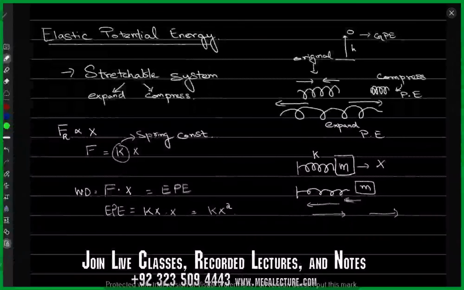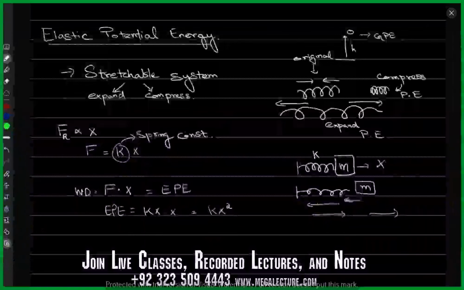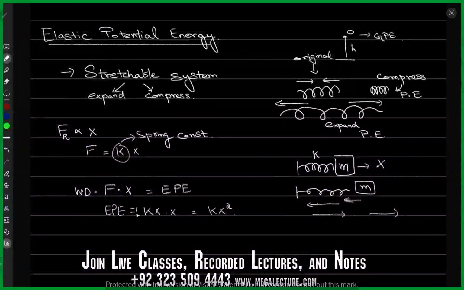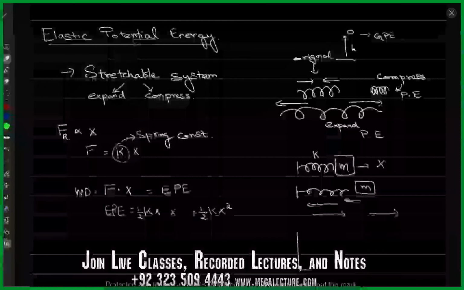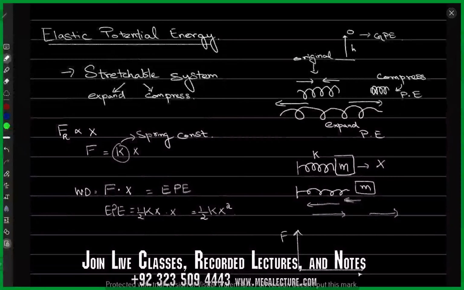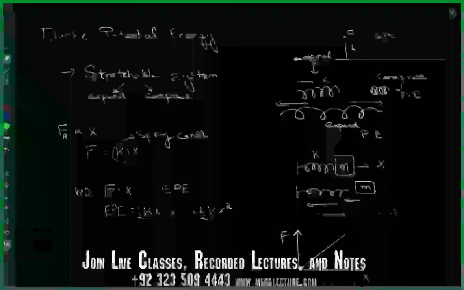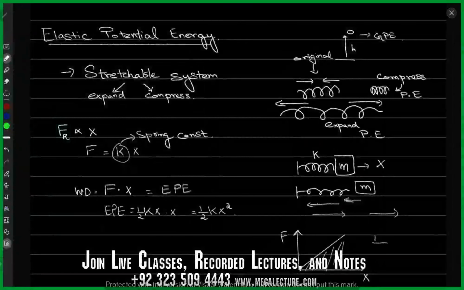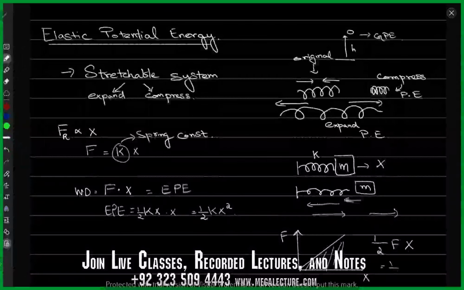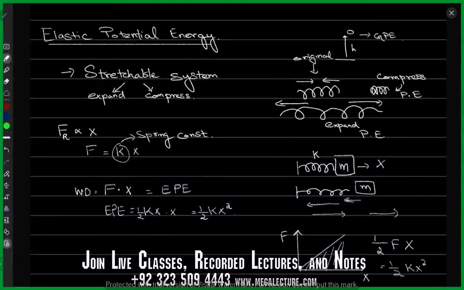Now there is a factor that we have to include, and that factor comes by doing an experiment, plotting a graph, and then finding the area under that graph. And there comes a constant of 1/2. This constant comes from the fact that when you plot a graph, the graph looks like this. If this is F, this is x, then the graph looks something like this. If I find the area under this graph, it would be half F times x. F is kx, and then you have another x, so this becomes kx squared.